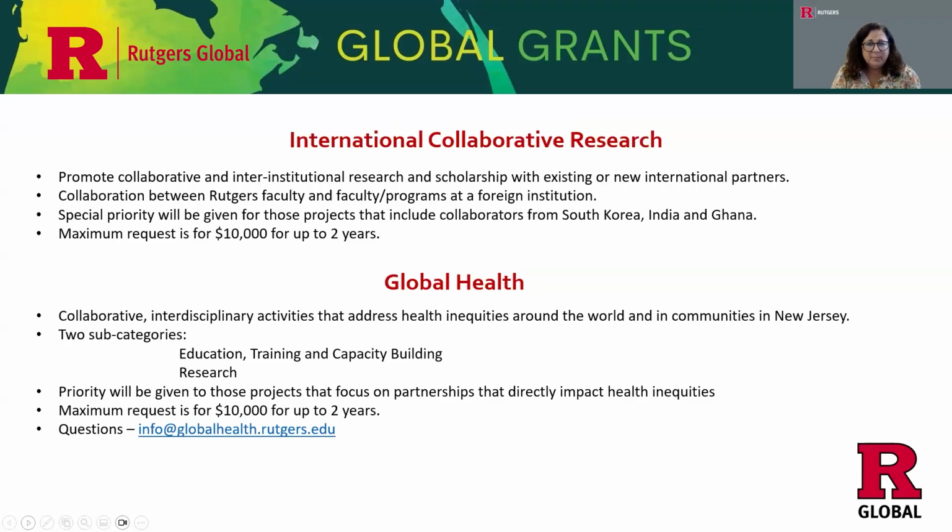Okay, so this is sort of an overview of what the categories entail. International collaborative research is our biggest category. It's meant to promote collaborative and international research and scholarship with existing partners or new international partners. So it's typically a collaboration between Rutgers faculty and a faculty at an international or foreign institution.